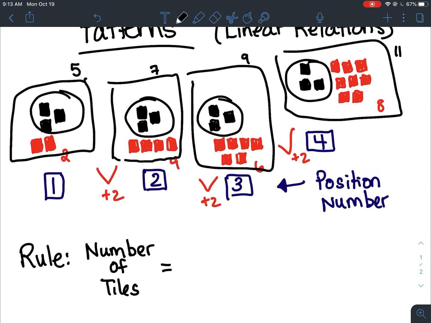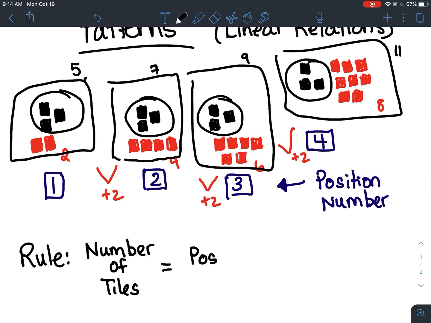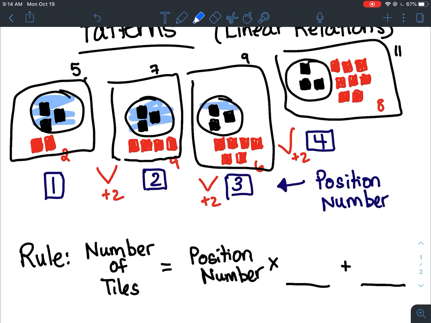So we always write our rule as number of tiles is equal to, then we like to use the variable position number. Then we usually have what's called a multiplier. And then we have what's also called a constant. I feel like the constant's really easy to see here. What's constant in every position number? The black tiles, right? There's always 3. So that is called our constant.